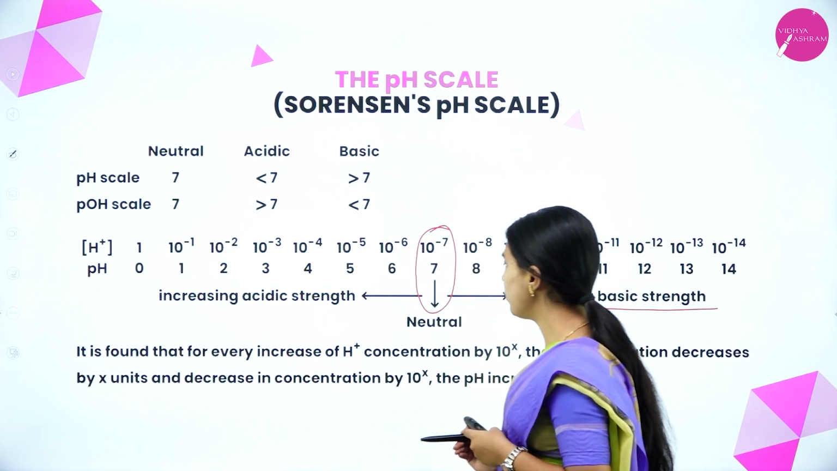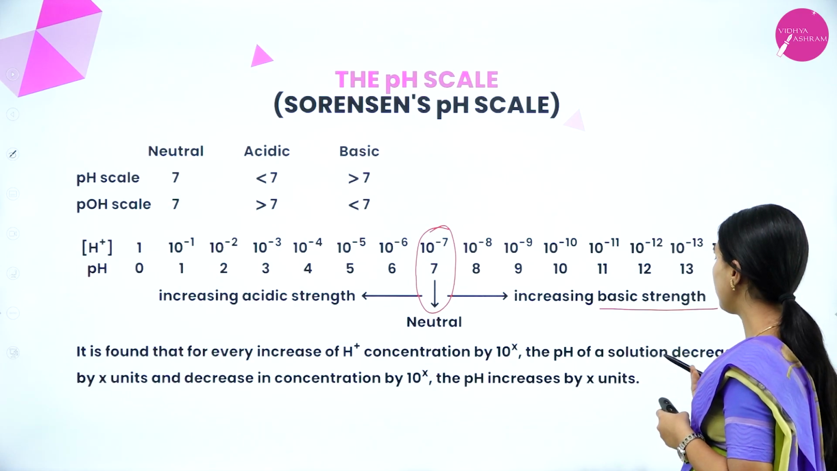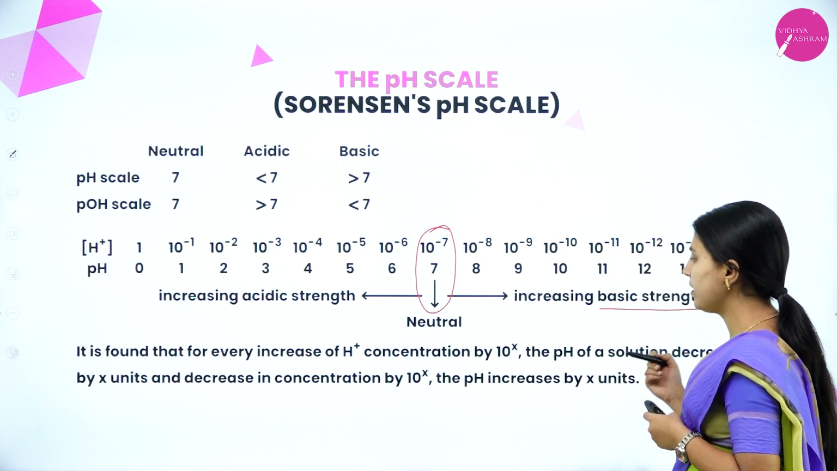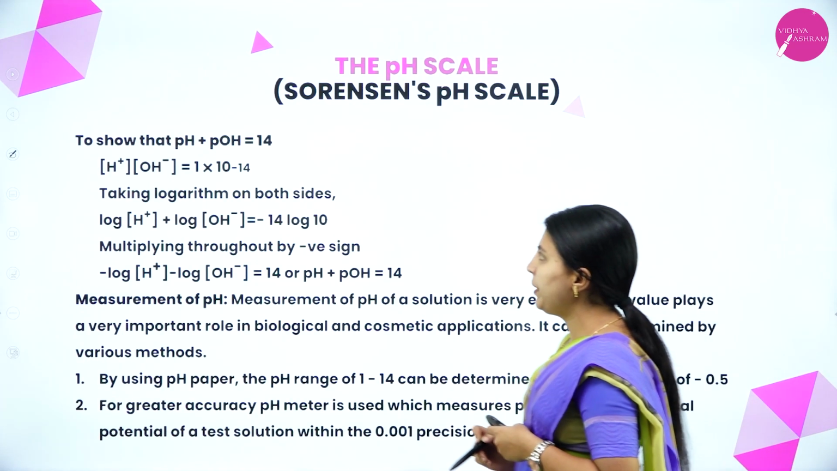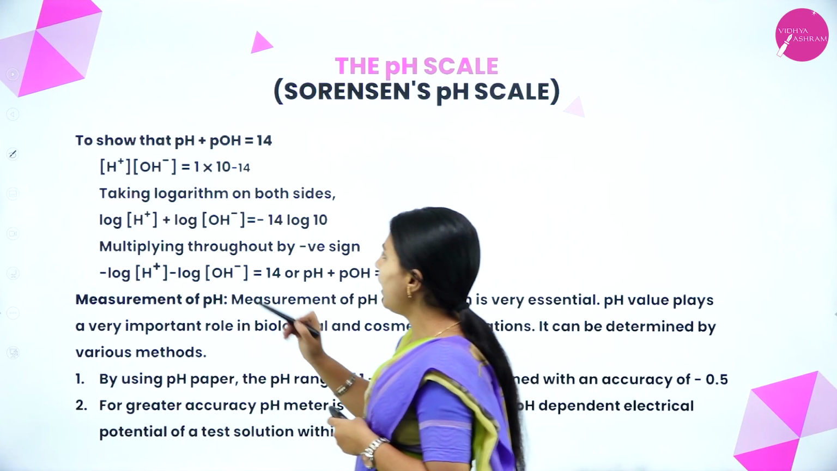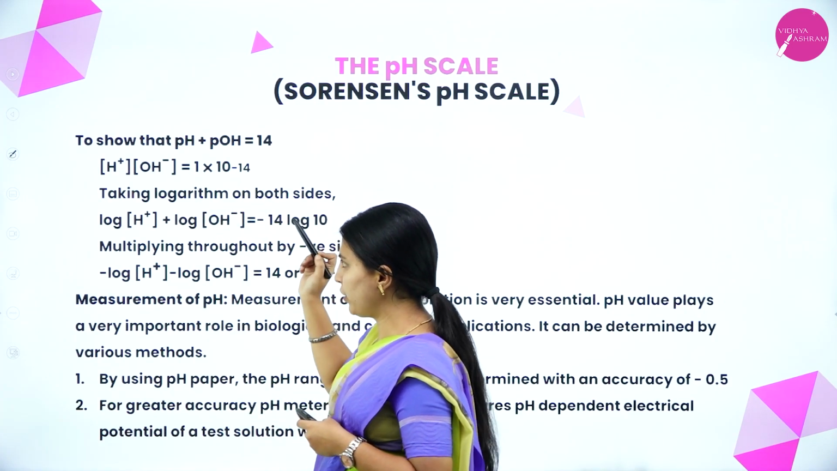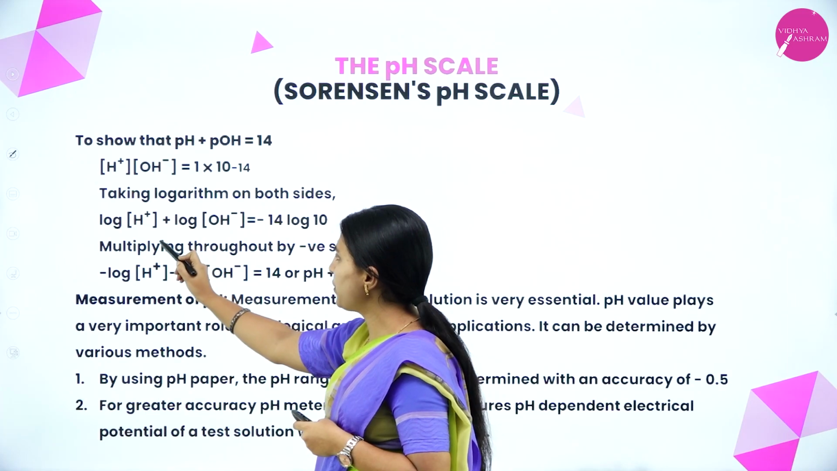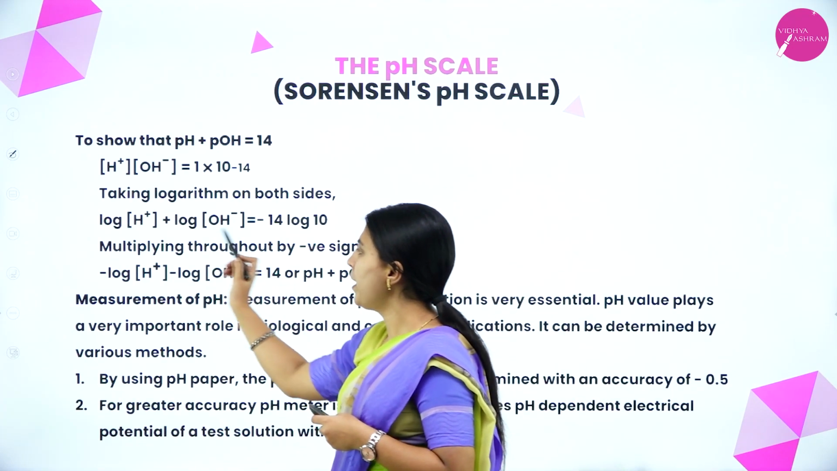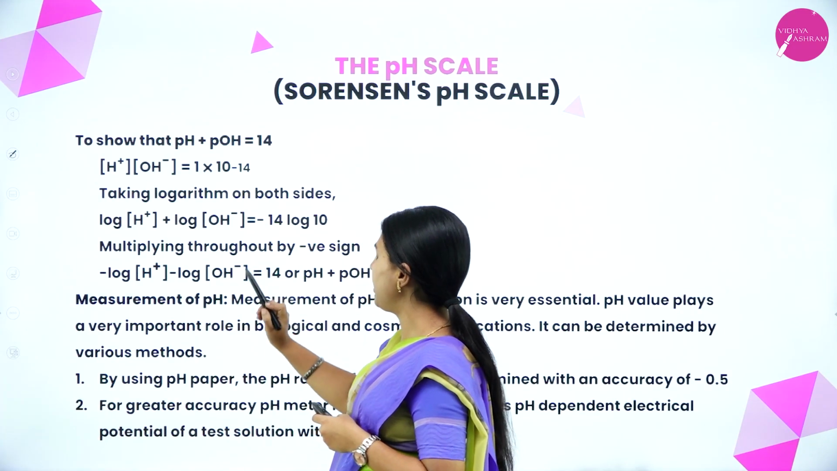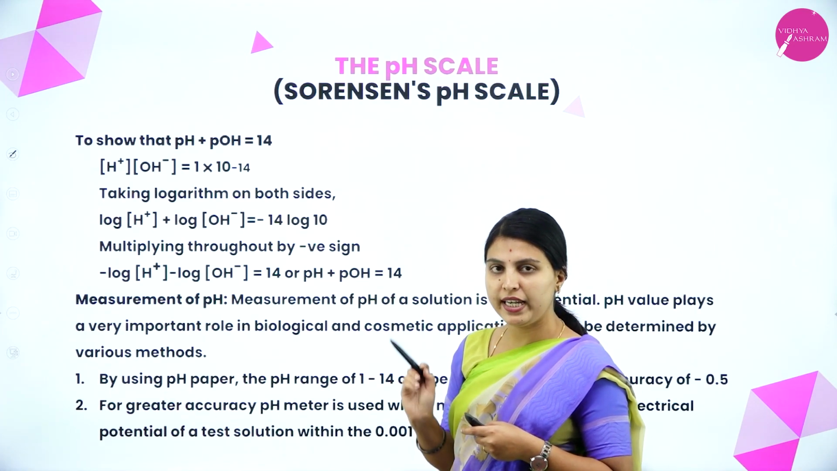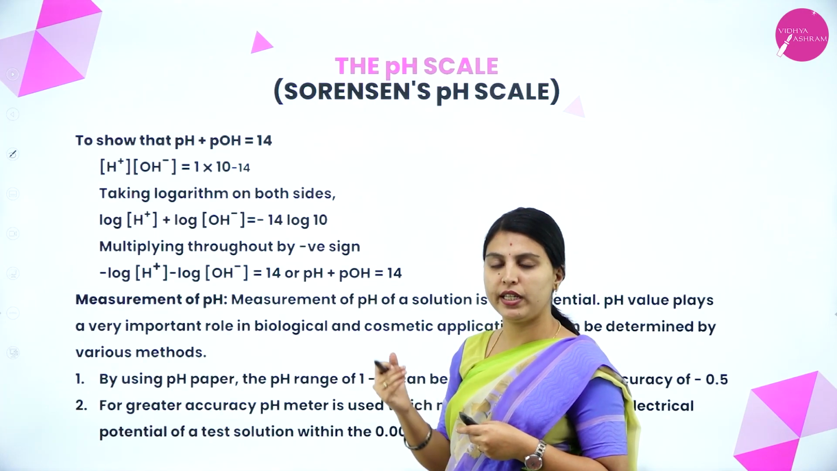It is found that for every increase of H plus concentration by 10 to the power of x, the pH of a solution decreases by x units, and for a decrease in concentration by 10 to the power of x, the pH increases by x units. To show that pH plus pOH equals 14, this derivation is very important for your examination. See here, H plus into OH minus, you know, is 1 into 10 to the power of minus 14. Taking logarithm on both sides, log H plus plus log OH minus equals minus 14 log 10. Multiplying throughout by a negative sign, minus log H plus minus log OH minus equals 14. Or pH plus pOH equals 14. Very simple 3 steps, but you should know how it has been proved.